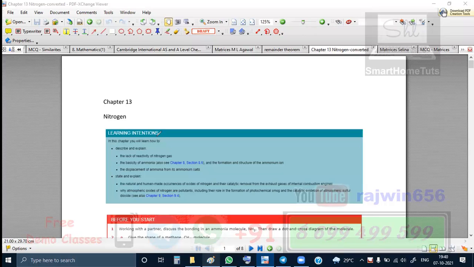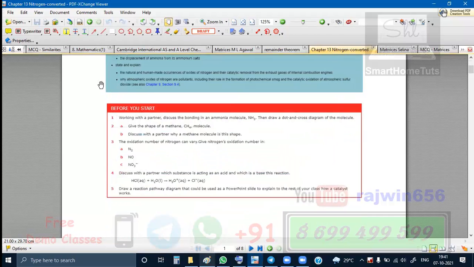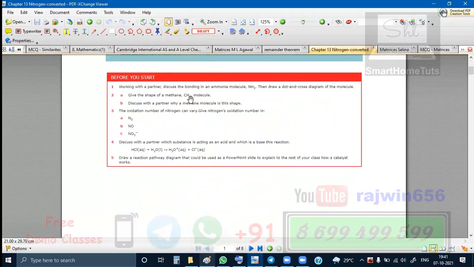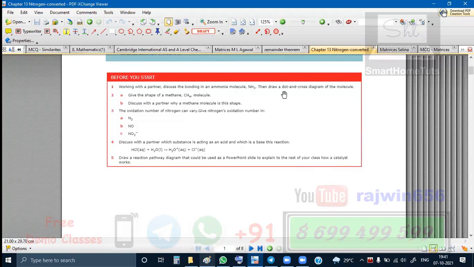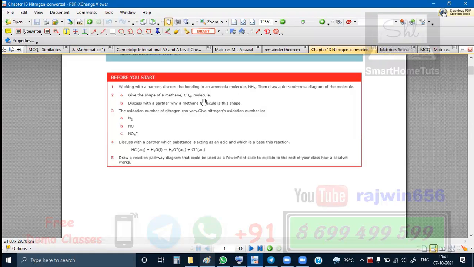Okay, so here we are having the topic of nitrogen. Before we start with this, working with a partner, discuss the bonding in the ammonia molecule NH3, draw a dot and cross diagram of the molecule, give the shape of the methane molecule, and discuss with your partner why the methane molecule has this shape. So you are going to draw the ammonia molecule as well as the methane molecule, and you are going to send it to me, and then we'll discuss the other questions.